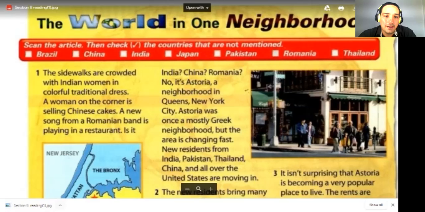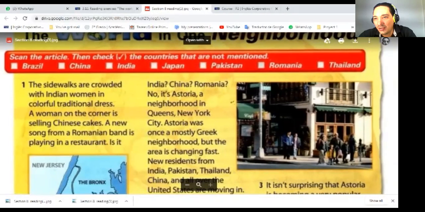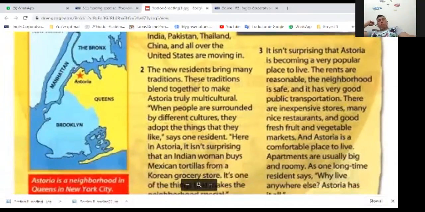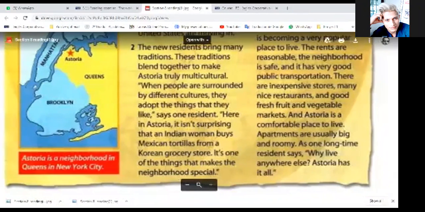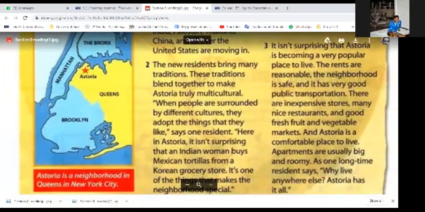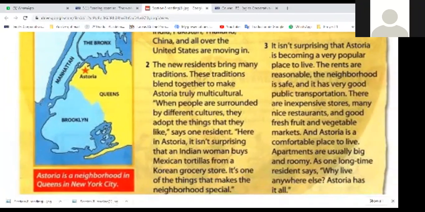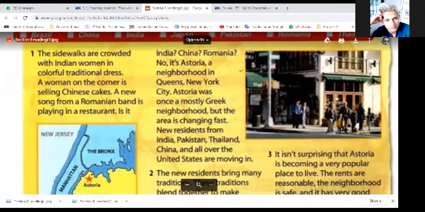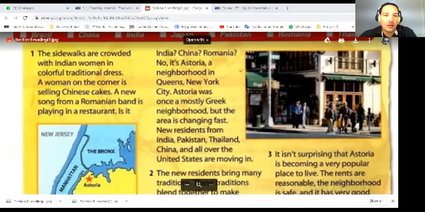Okay, so about the reading. What countries are not mentioned? Japan. Who said Japan? Yeah, Japan is not mentioned. What about Thailand? Yes. Pakistan. Romania. Thailand is in the first paragraph. In the second paragraph. Spain. I don't see Spain here. Thailand, Brazil. Give me one. So on the Brazil.